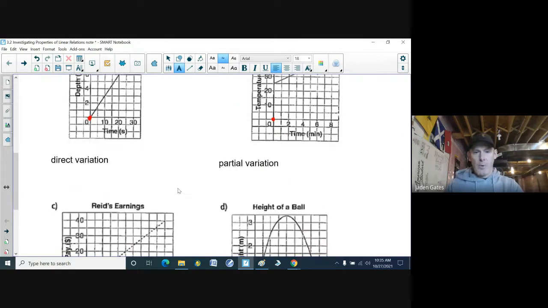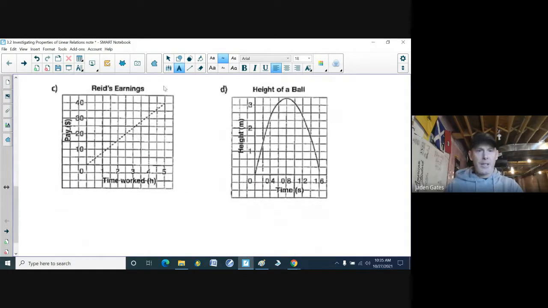All right, let's try a couple more. C, again, reads earnings. So again, I look for that point 0, 0, which would mean 0 time worked and 0 pay, which makes sense, which is right there. And you can see that our dotted line goes through that point. And so once again, because it does go through our origin, our 0, 0 point, we have direct variation.